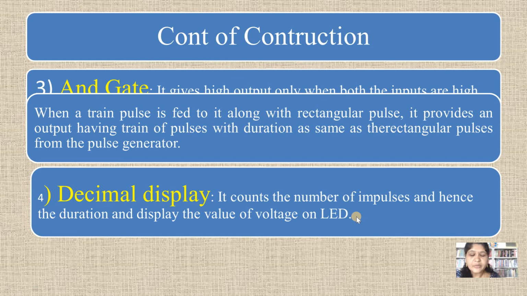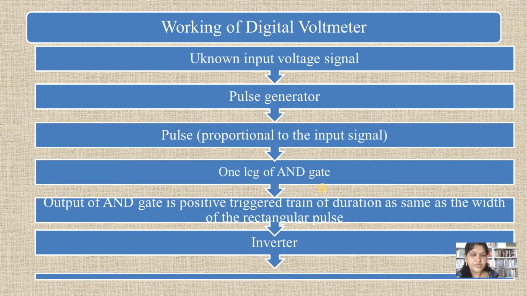The counter is going to count them and give the input voltage by calculating the number of pulses through it. In this way, the digital voltmeter is going to give us the numerical value of the input voltage. These are the various components of the block diagram. Now let us explain the working of this digital voltmeter in detail.